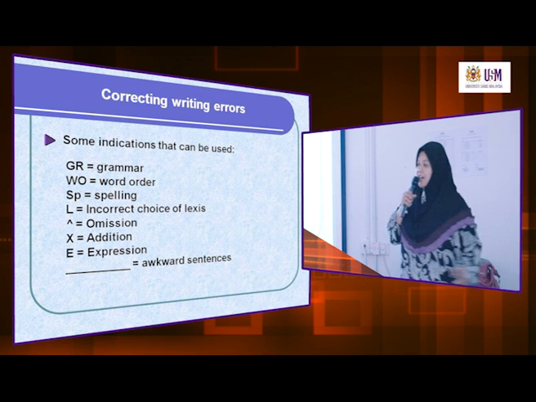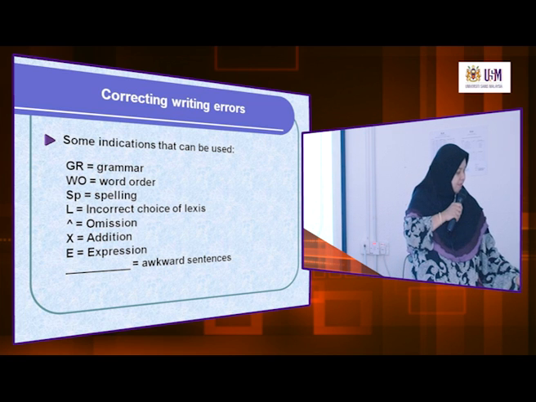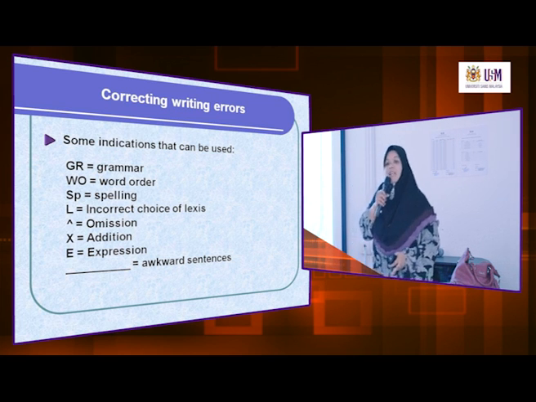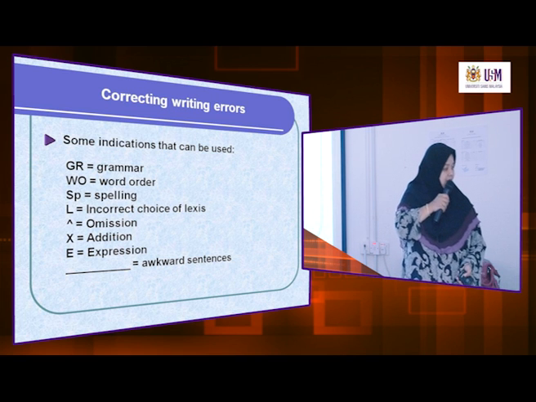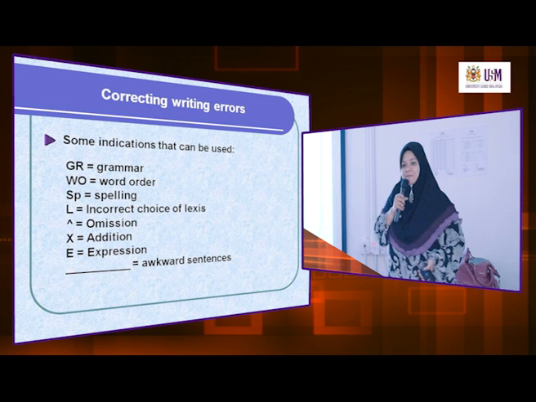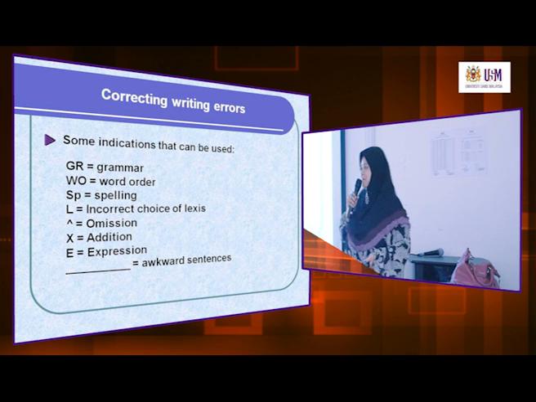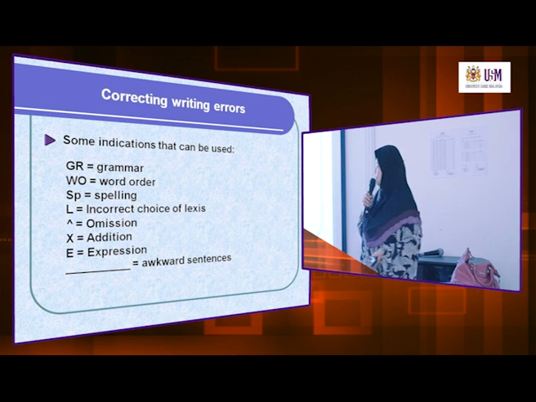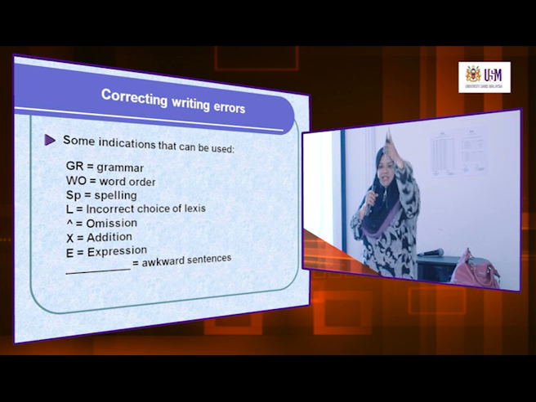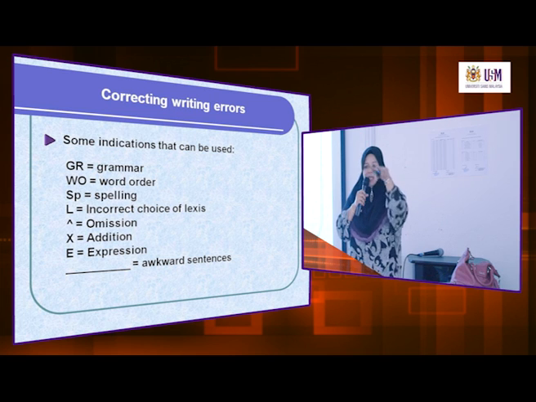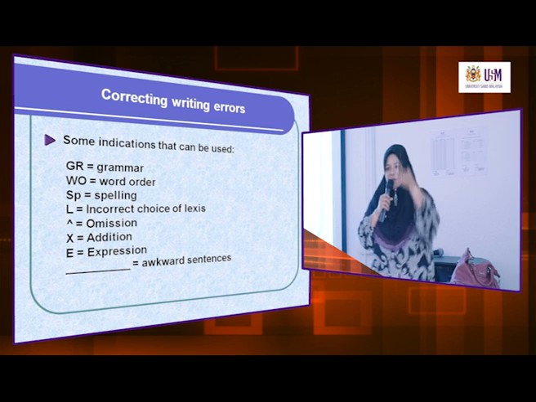Right. If you want to correct writing errors, this gets more interesting. Some indication. When I post it up, you may be looking at familiar stuff from when you were in school. Those are the things that teachers use in school. Can you see any familiar terms? Which one is not familiar to you? Omission. Omission is the inverted V. If something is missing in the middle of your sentence or in the middle of your two words, then the teacher will put inverted V.